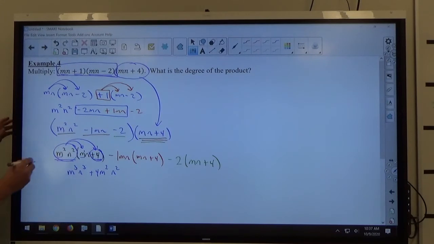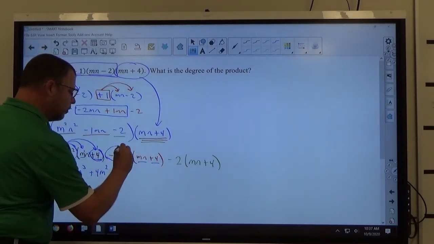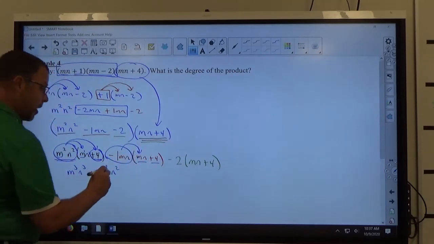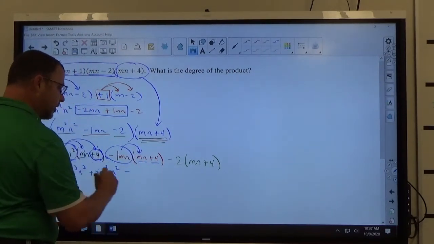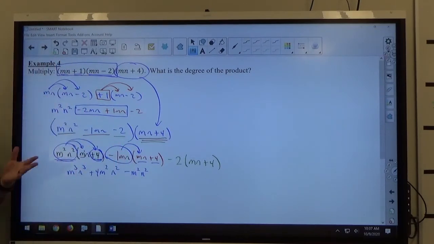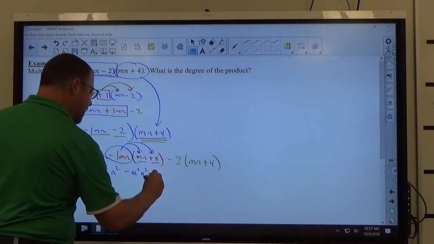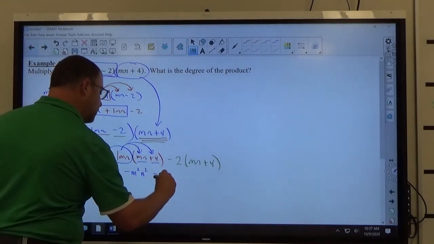All right. Next, I've got negative 1mn. I'm going to be multiplying times mn plus 4. So negative 1mn times positive 1mn. Opposite signs gets me minus. I'm going to get m squared n squared again. They both have m, they both have n, so we add the powers. 1 plus 1 is 2. Negative 1mn times positive 4 makes negative 4mn.